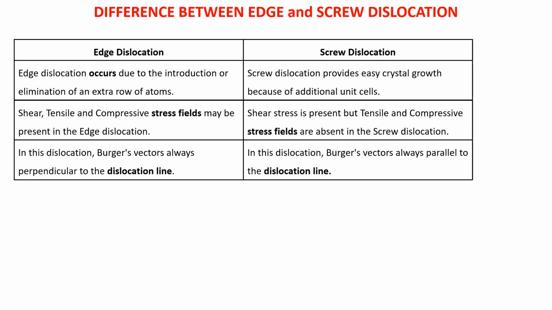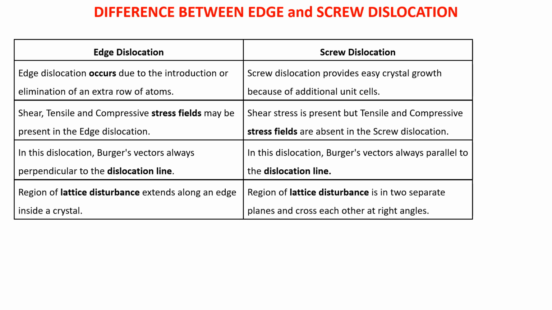Let's move to the third point, and it's about Burgers vector and its relation to the dislocation line. So Burgers vector is always perpendicular to the dislocation line in case of edge dislocation. So Burgers vector basically helps us understand how the lattice is displaced due to the dislocation. In case of screw dislocation, the Burgers vector is parallel to the dislocation line, which means the displacement of atoms happens along the same line as that of the dislocation.